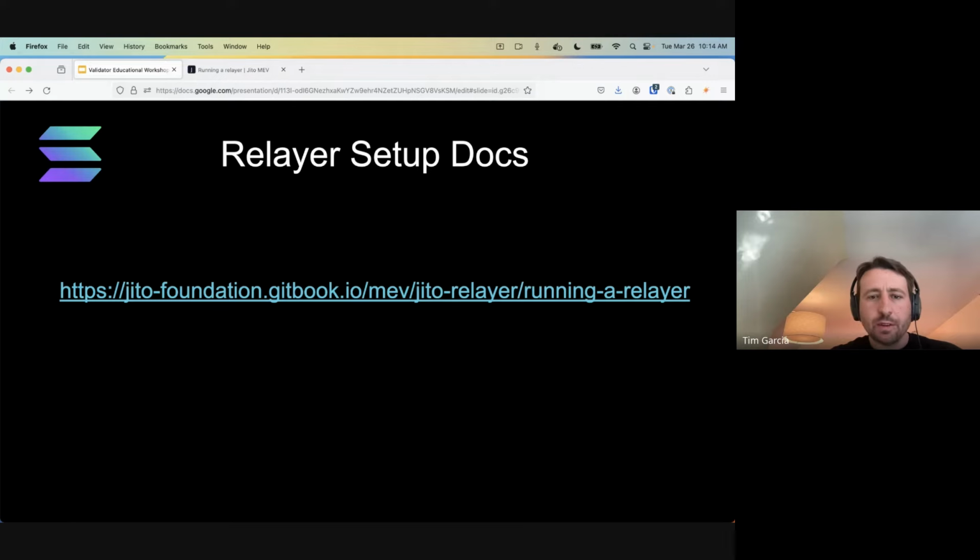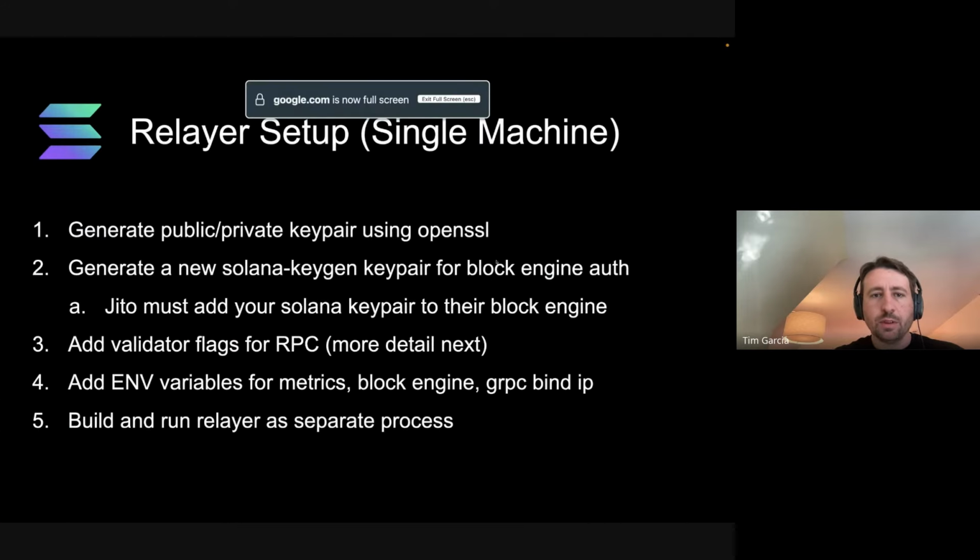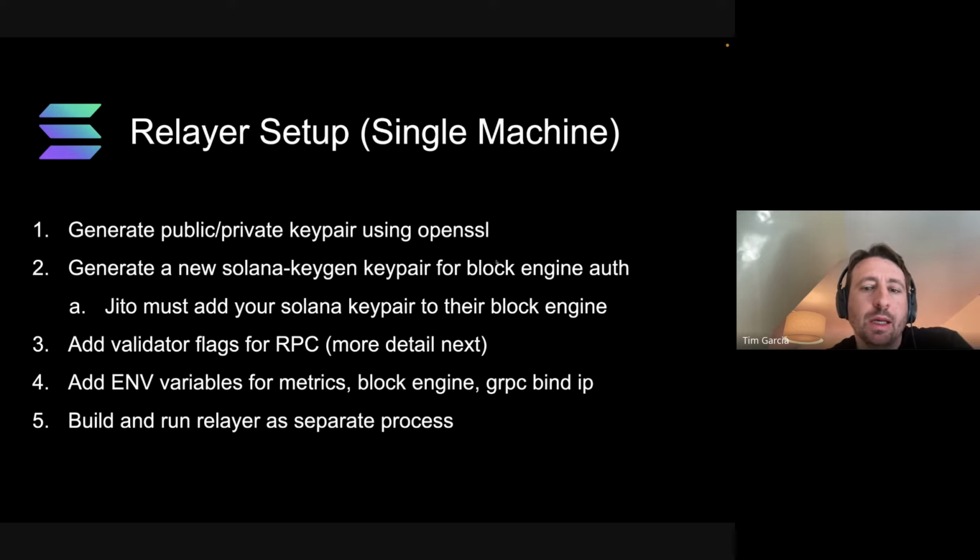I'll probably reference the docs a bit, but wanted to talk about the single machine setup. The overview of the steps: no step is too complicated, but there are a couple of places where you may run into pitfalls, so I just want to highlight them. First, you have to generate a public-private key pair using OpenSSL. Additionally, you have to generate a key pair for the block engine authentication. And in order to be added to the block engine, Jito has to whitelist your key pair.